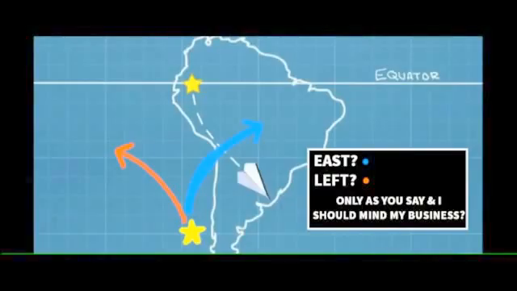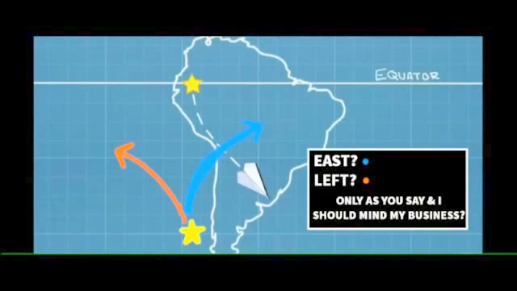Let me tell you your problem here. Let's change our throwing location to the bottom of the southern hemisphere. Now, does this phenomenon cause the paper airplane to go east, which would be the blue line? Or does it cause it to go left, which would be the red line?